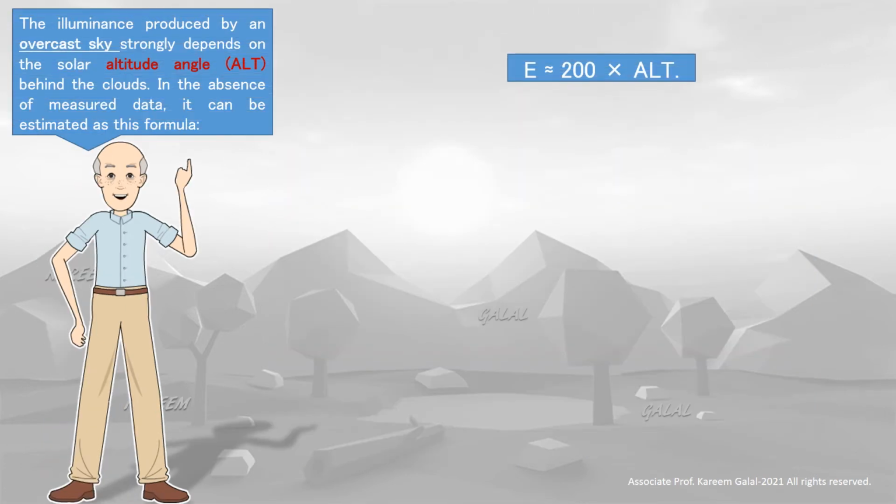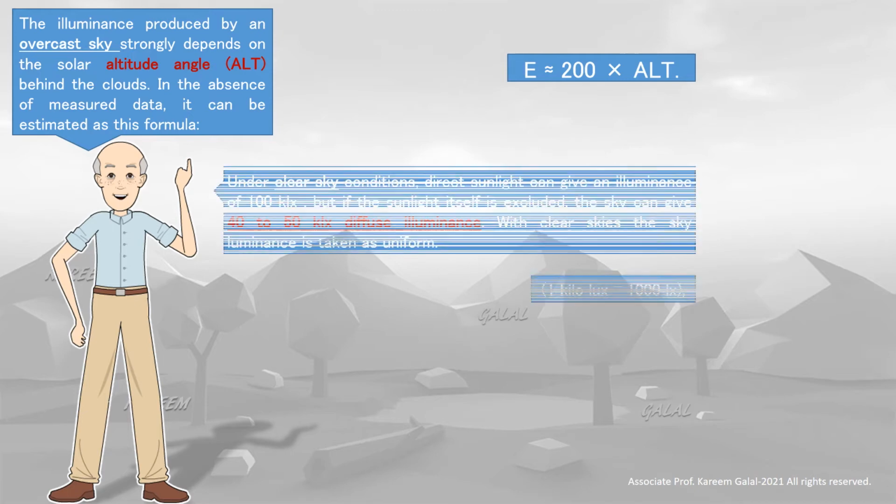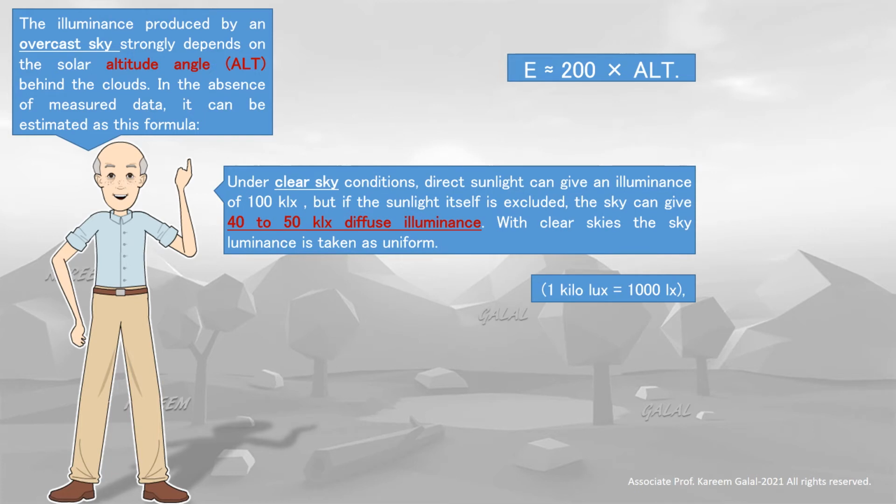The illuminance produced by an overcast sky strongly depends on the solar altitude angle, ALT, behind the clouds. In the absence of measured data, it can be estimated with this formula. Under clear sky conditions, direct sunlight can give an illuminance of 100 kilolux. But if the sunlight itself is excluded, the sky can give 40 to 50 kilolux diffuse illuminance. With clear skies, the sky luminance is taken as uniform.